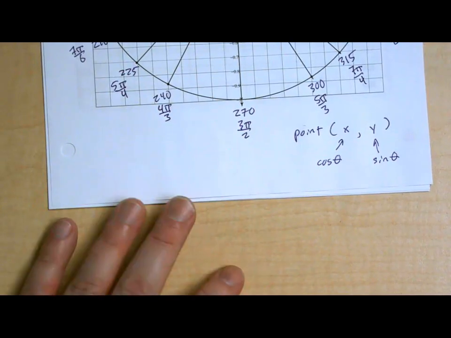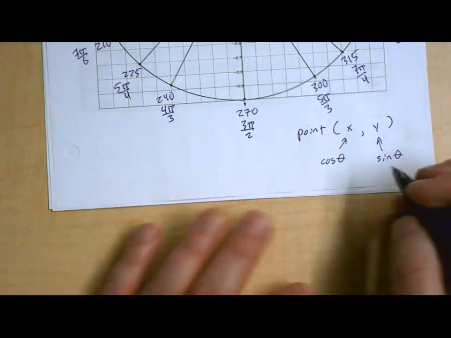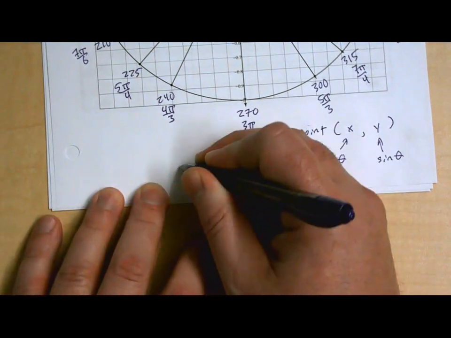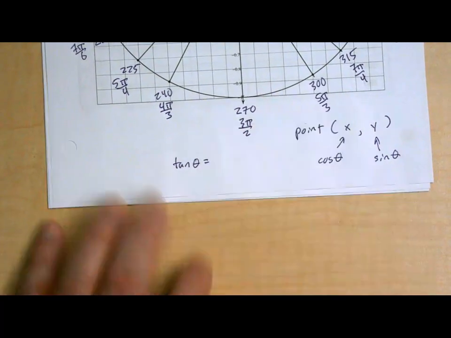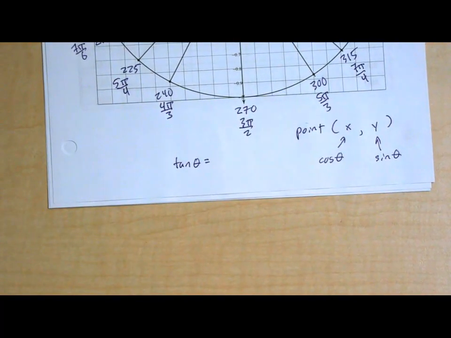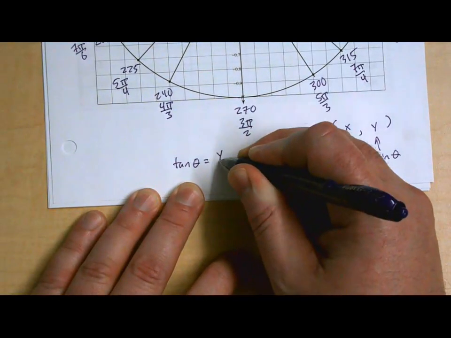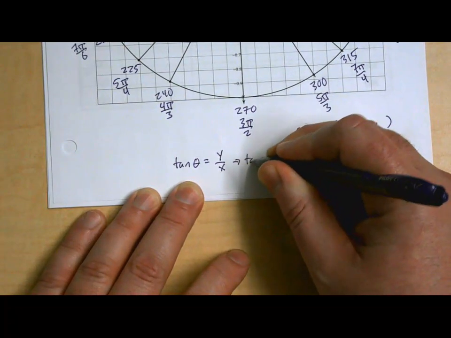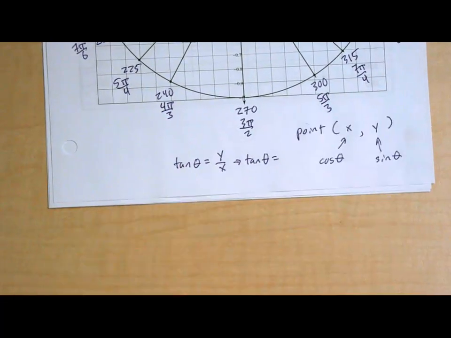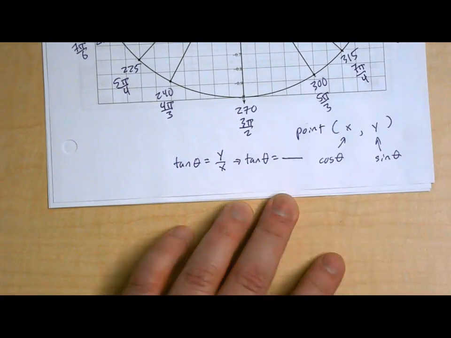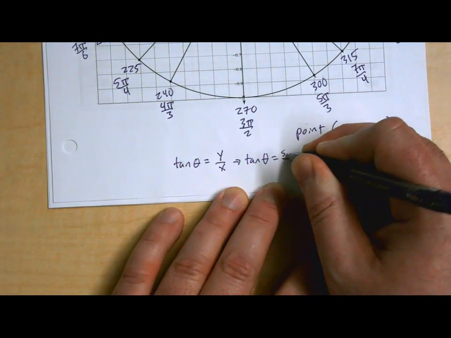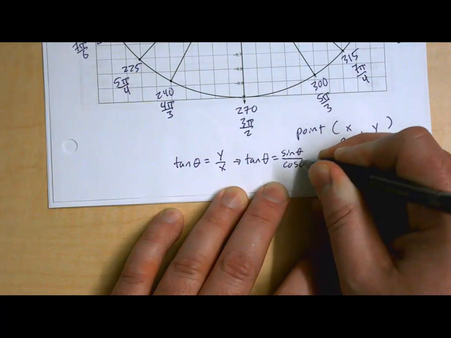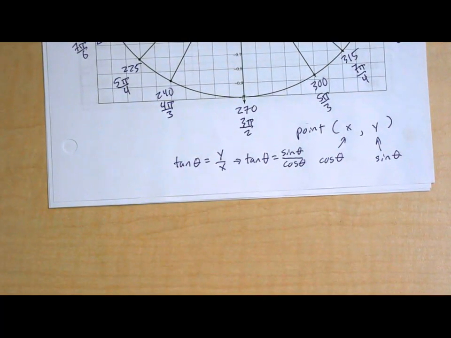The other big thing that we found is that if we take the x and the y values, the tangent ends up being equal to y over x. And we're going to use an alternate version of this a lot. Tangent theta equals, if it's y over x, then tangent turns out to be equal to sine over cosine, because that's what y is, and that's what x is. So tangent is equal to sine over cosine.